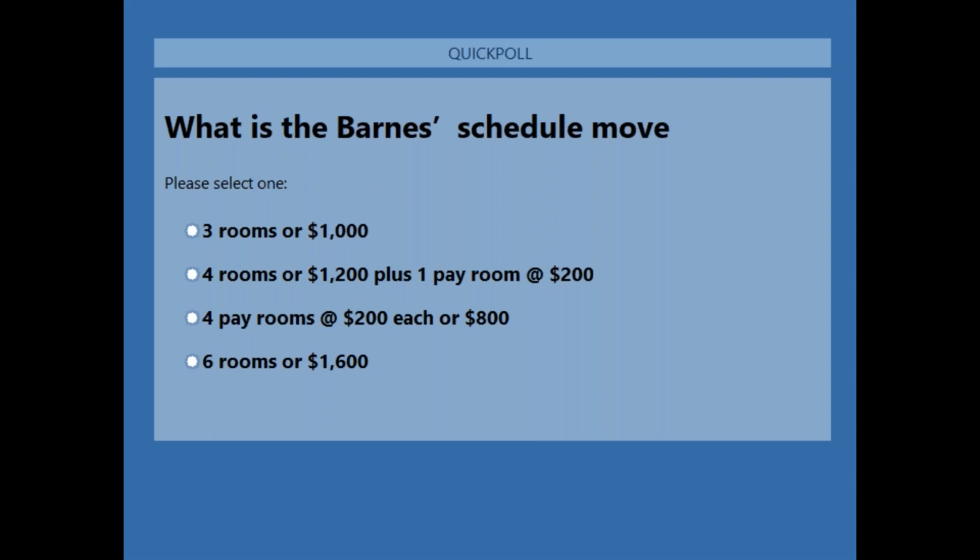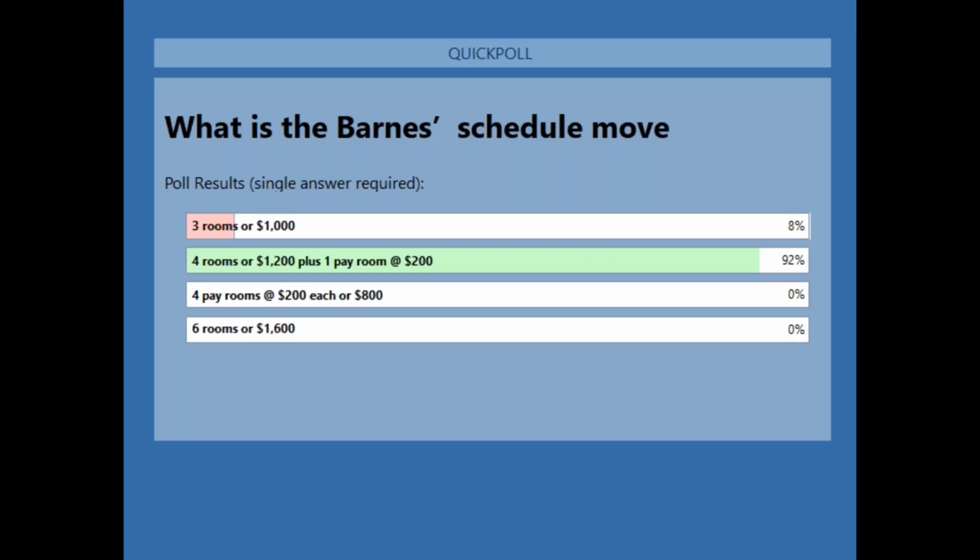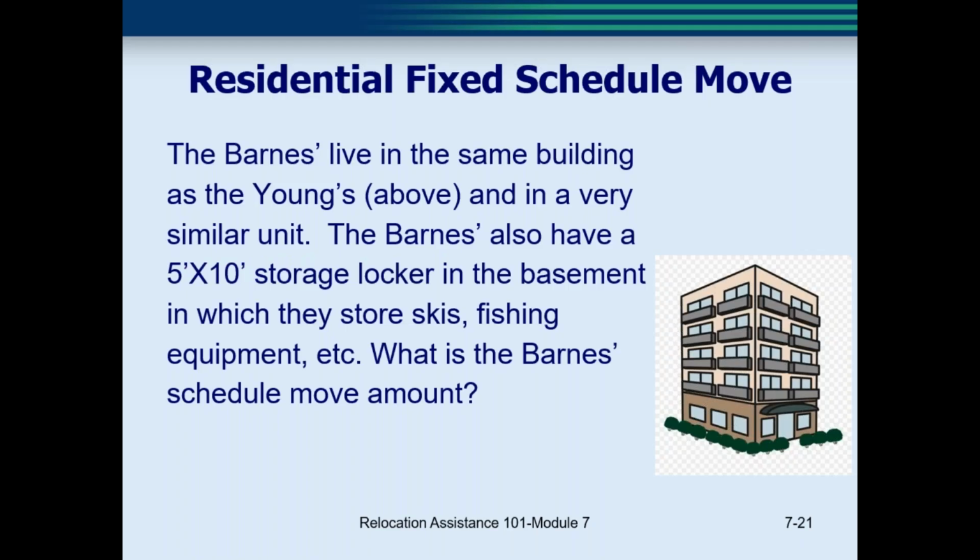Right, everybody voted really quickly this time, so I'm ending the poll already, and I'm going to share the responses. We've got 92% of the folks who chose 4 rooms or 1,200 plus 1 pay room at 200, and 8% chose 3 rooms or 1,000. Okay, and B, 4 rooms at the 1,200 plus the 1 pay room at 200.